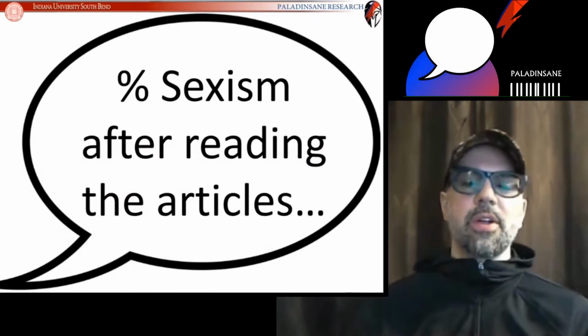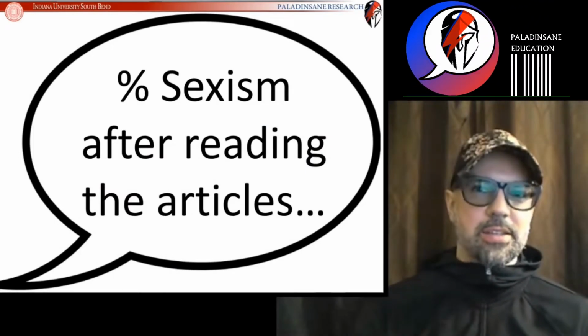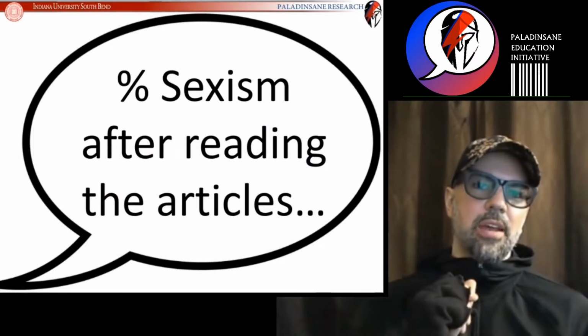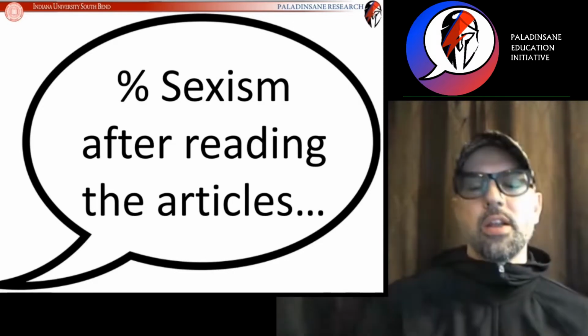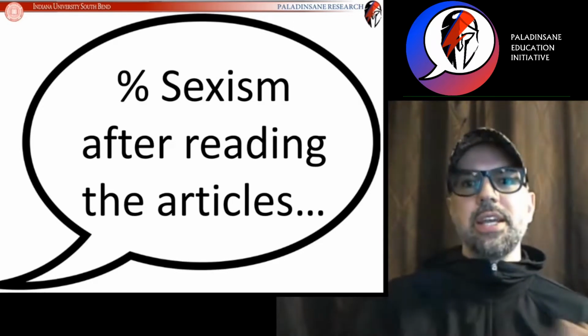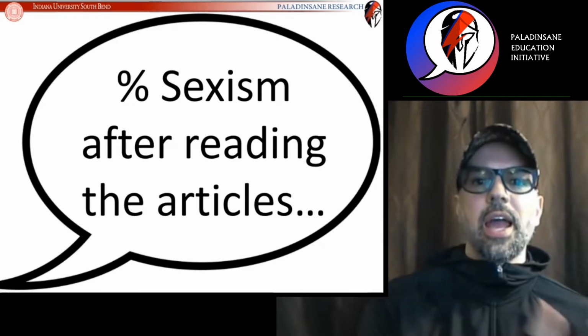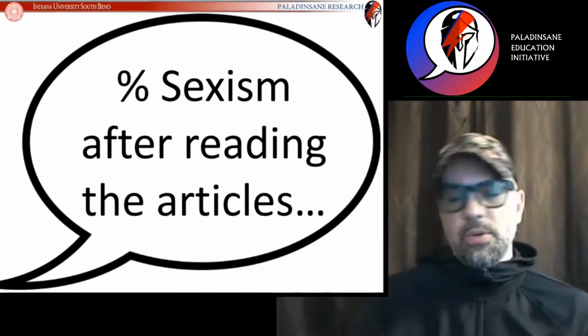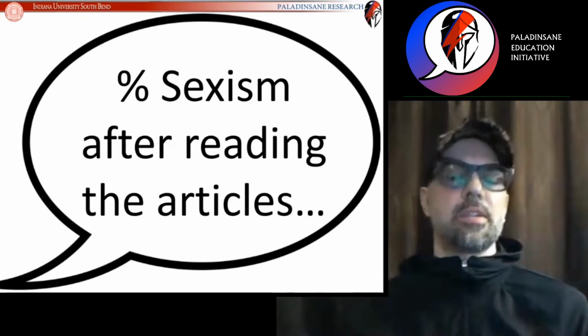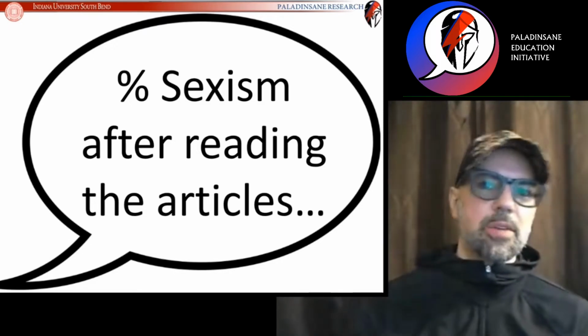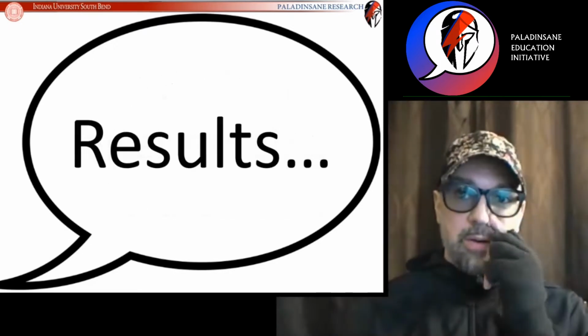And what we're looking for here is confirmation bias. We're looking to see if students would ignore the article if it didn't conform to their beliefs, and would prefer to accept information that did conform to their beliefs. So that's what we were looking for, and let's see what we found.